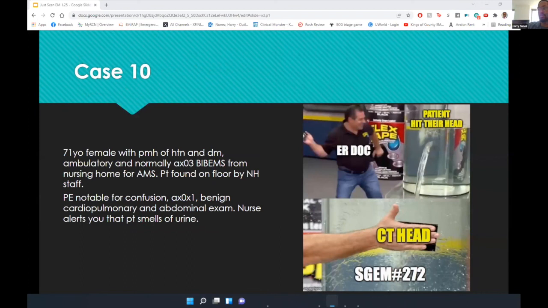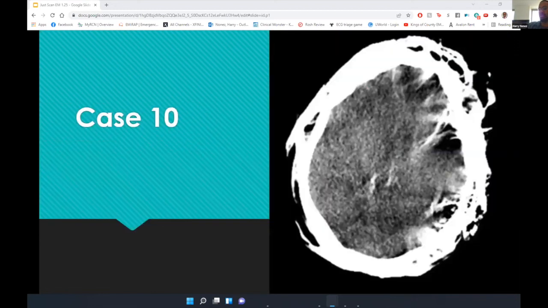All right, I think this is the last case. 71-year-old female, past medical history of hypertension and diabetes. She's ambulatory and normally A&O x3, but brought in from the nursing home for altered mental status. Patient was found on the floor by the nursing home staff. Her exam is notable for confusion, A&O x1, benign cardiopulmonary and abdominal exam, but the nurse alerts you that she smells of urine. Anyone want to tell us what they see?